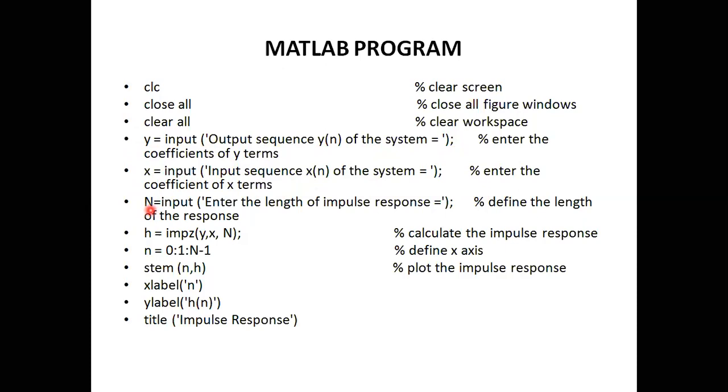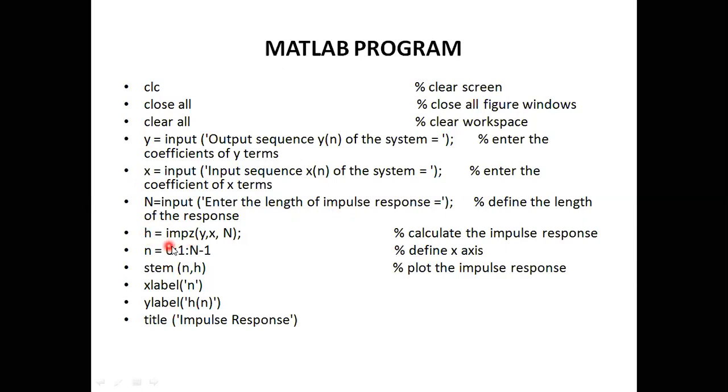So length is also given. I'm asking the length from the user: enter the length of the impulse response. Clear? Next, now you have the output, the input, and the length. Now what is the command to find the impulse response?